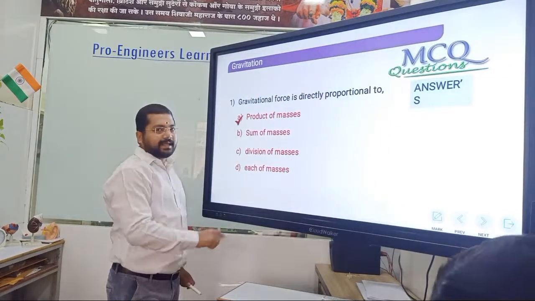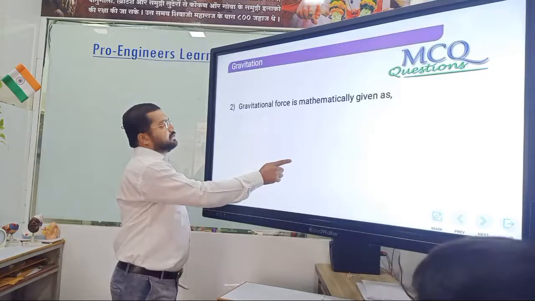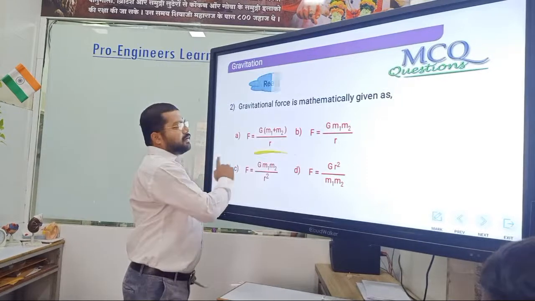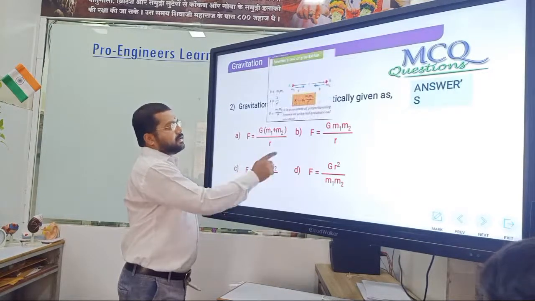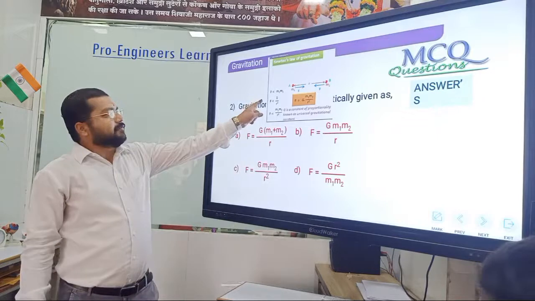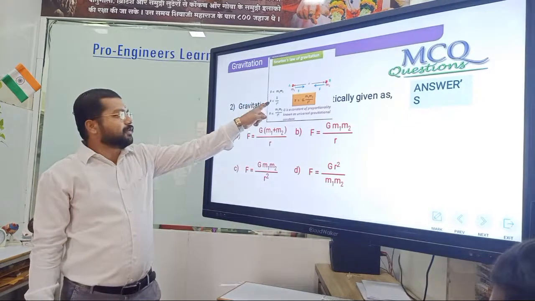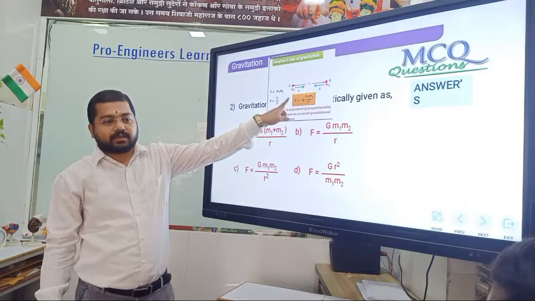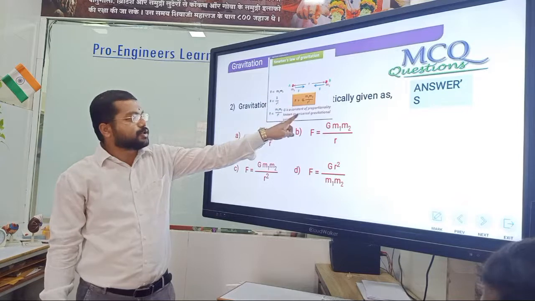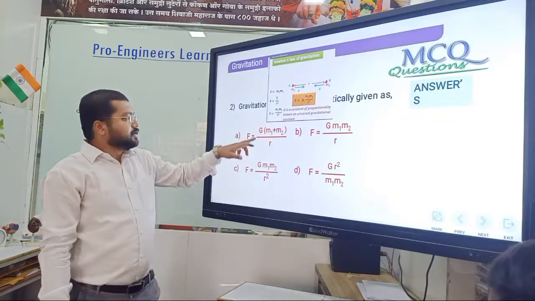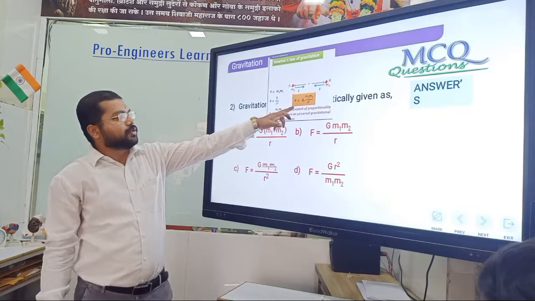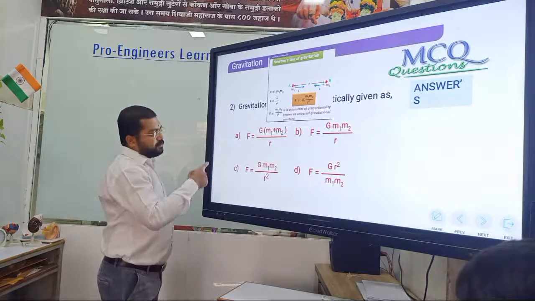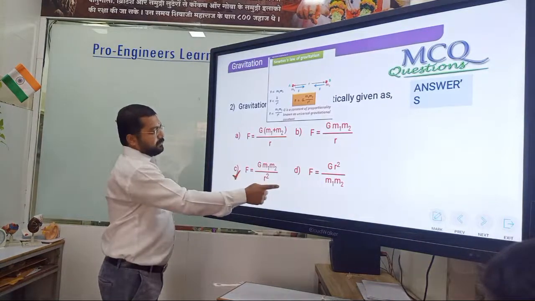Now moving ahead: gravitational force is mathematically given as. So we will see what we have discussed earlier. We have discussed that F is directly proportional to m1 m2, and F is directly proportional to 1 upon r square. But for that we have chosen a proportionality constant, that is the universal gravitational constant. So the formula is F is equal to G m1 m2 upon r square. So the correct option must be C. Good.